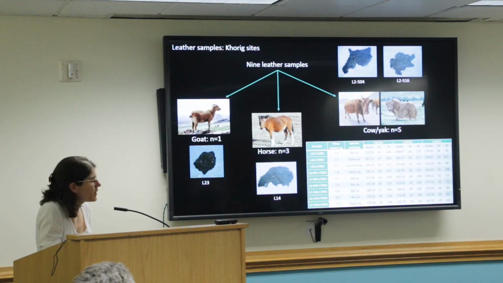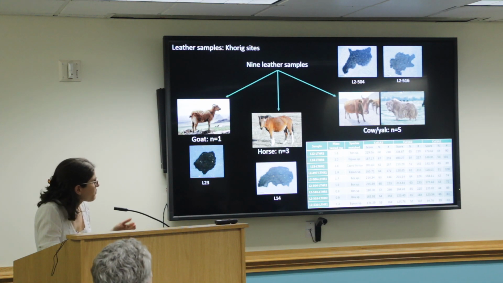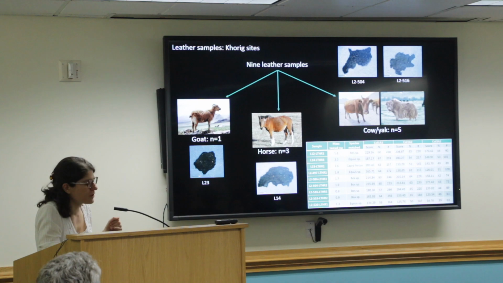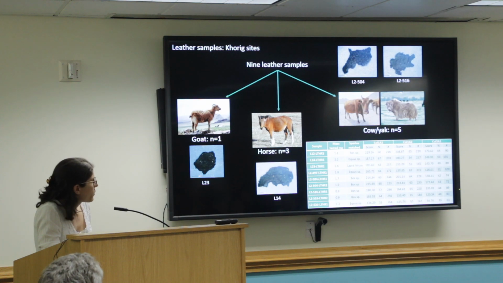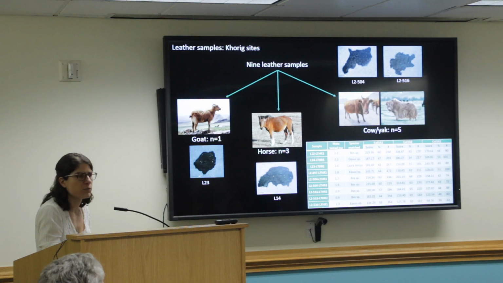So I'll go quickly on the leather, of which we had 9 samples. So now we are identifying collagen. The majority of the samples were matched to cow or yak, which can't be distinguished by proteomics. 3 samples were from horse and 1 was from goat. And it would be interesting to see with more samples whether there is some correlation between what species we found and what kind of element of clothing they were used for.